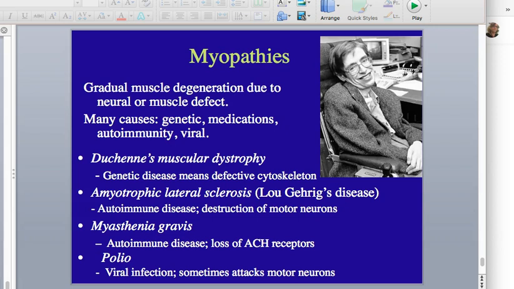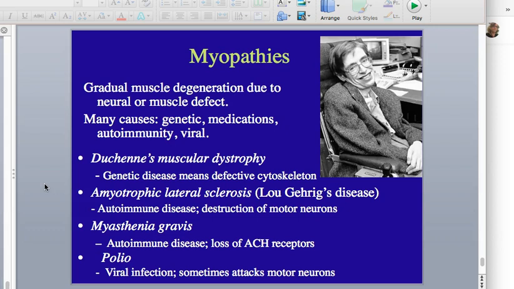I used to have a picture of tetanus. That's something different, actually. There are a couple that are caused by genetic problems or medications, or viral things. Duchenne's muscular dystrophy means you don't have an active cytoskeleton. Your cytoskeleton are those actin and myosin fibers. If you don't have a functional actin and myosin fiber system, you can't do contractions.